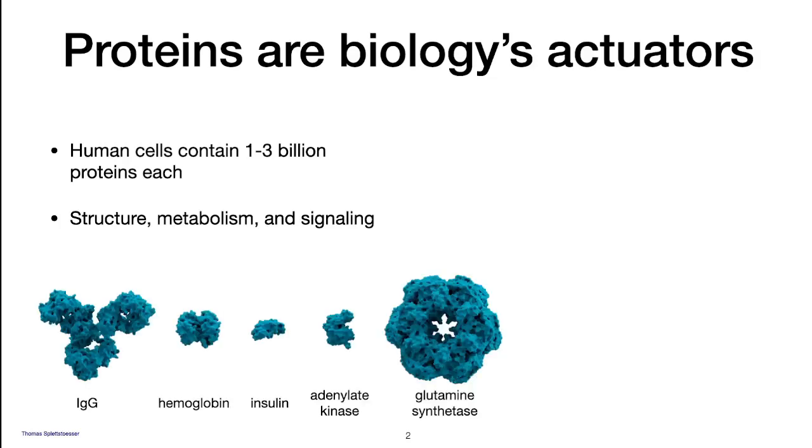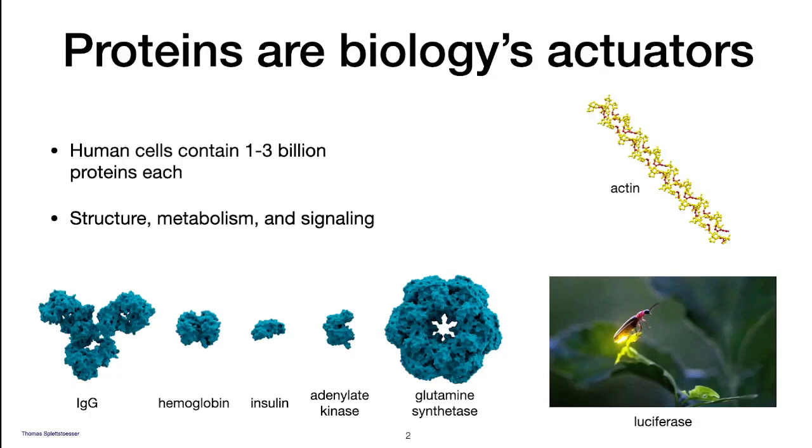IgG is a protein involved in the adaptive immune system in recognizing invaders to the body. Hemoglobin carries oxygen in red blood cells. Insulin regulates blood sugar levels. And adenylate kinase and glutamine synthetase are both enzymes involved in core metabolism. An enzyme is a protein that catalyzes a chemical reaction.